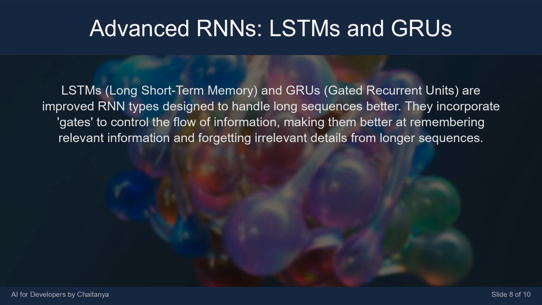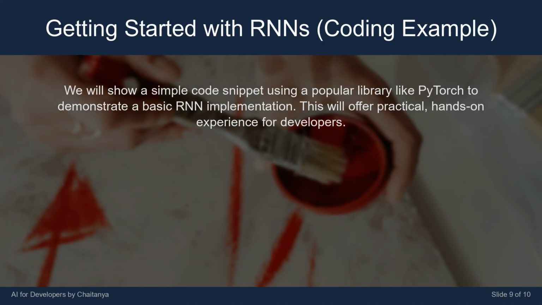LSTMs, long short-term memory, and GRUs, gated recurrent units, are improved RNN types designed to handle long sequences better. They incorporate gates to control the flow of information, making them better at remembering relevant information and forgetting irrelevant details from longer sequences. We will show a simple code snippet using a popular library like PyTorch to demonstrate a basic RNN implementation. This will offer practical, hands-on experience for developers.